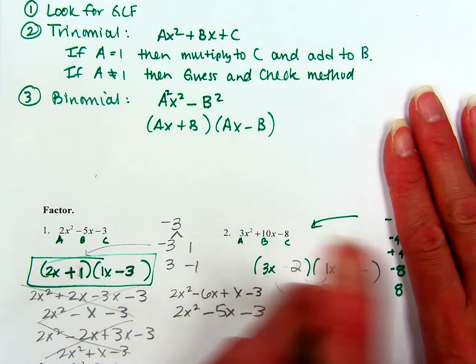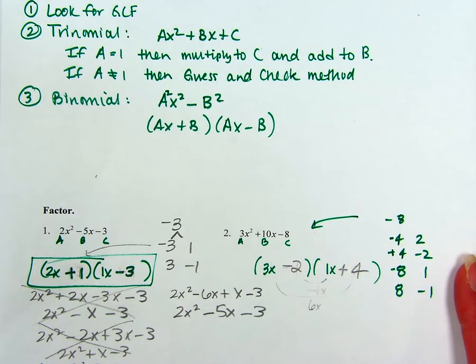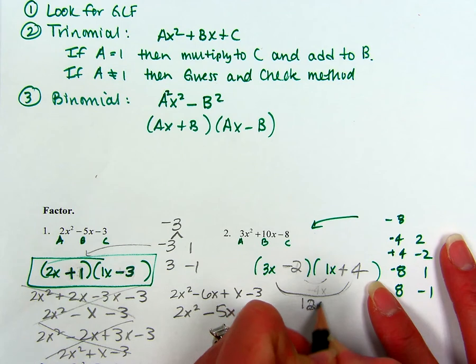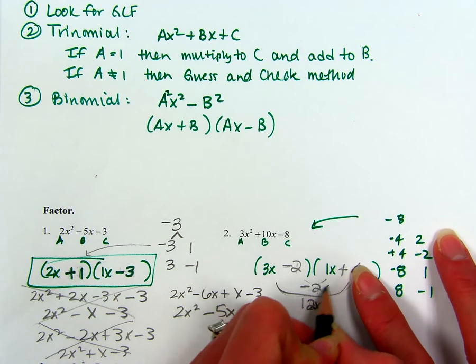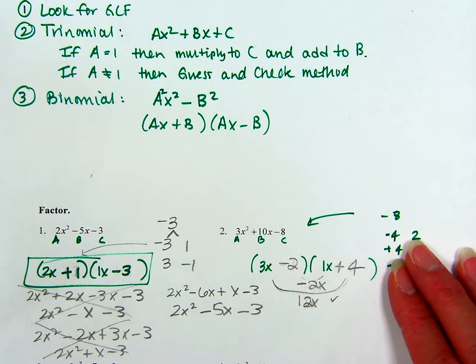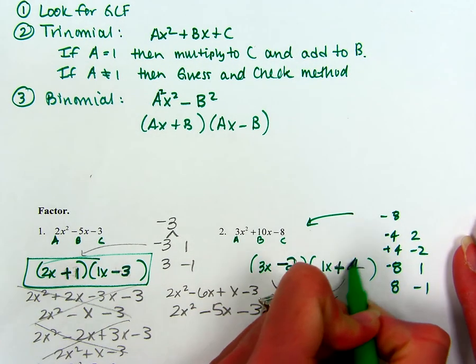Okay, so now we'll try negative 2 and positive 4 first. All right, so if I do outer times outer, I get 12. If I do inner times inner, I get negative 2. And actually, if I add these together, I get 10. So there's my correct answer. I know that it's going to be 3x minus 2 and 1x plus 4.